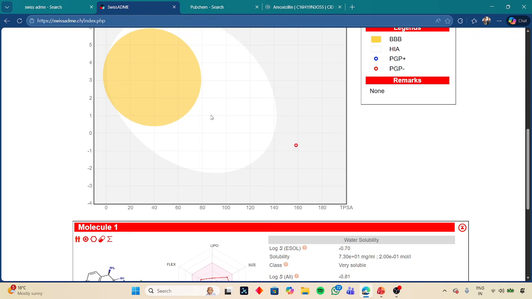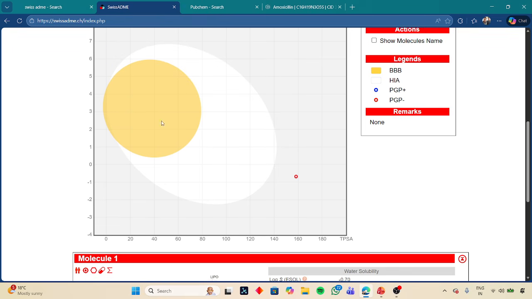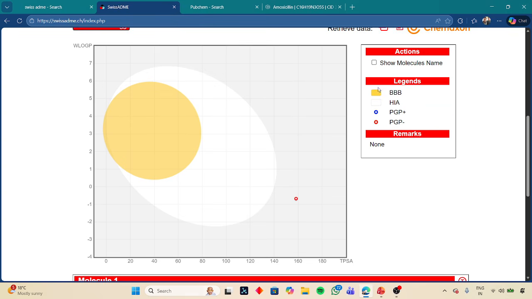So for that, if we have some sort of drug like that, the drug molecule will be present only inside this yellow portion, or you can say the blood-brain barrier. Here it is also mentioned that BBB stands for the blood-brain barrier. Okay, the PGP, that is the P-glycoprotein. Is it inhibiting the P-glycoprotein enzyme or not? You can see that the red circle represents that it does not inhibit any P-glycoprotein enzyme.